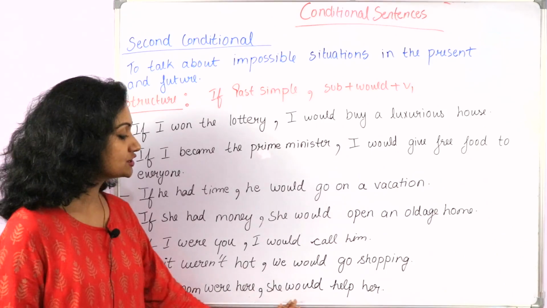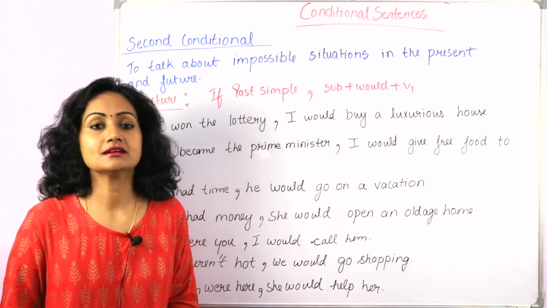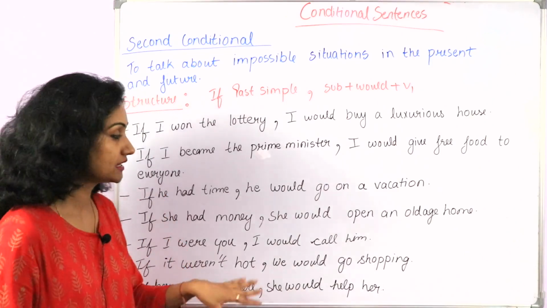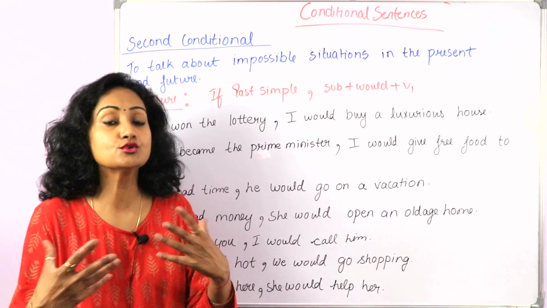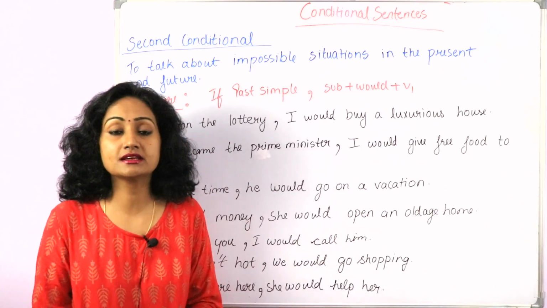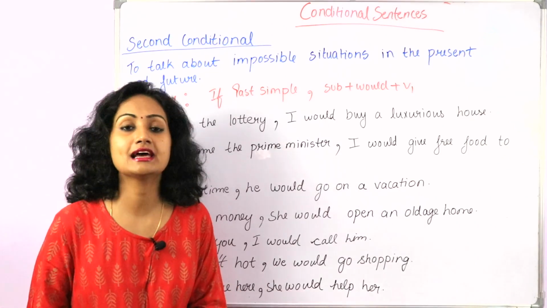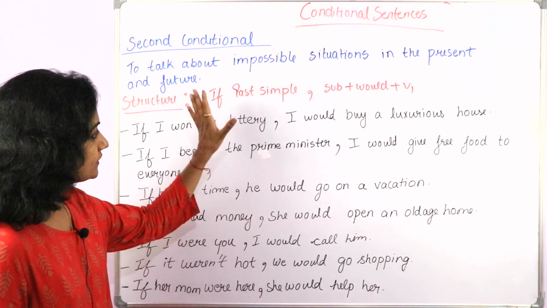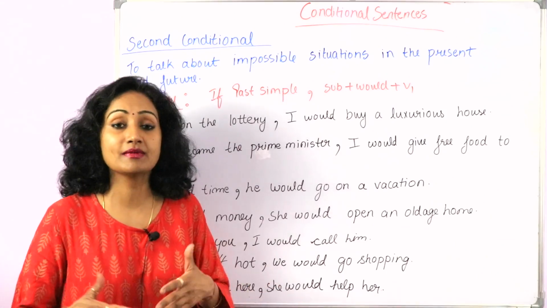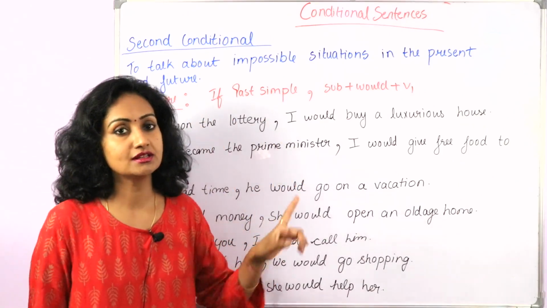If her mom were here, she would help her. Her mom is not here. She has passed away. She can't be here. But it's an imagination. If she were here, again we are talking about present situation. In all the sentences we are talking about present and future. Today there is no one to help her, but I can say that if her mom were here, she would definitely help her daughter. So when you imagine something, when there is a hypothetical situation, something which is impossible, an imagination in present and future, then you will use second conditional sentences.